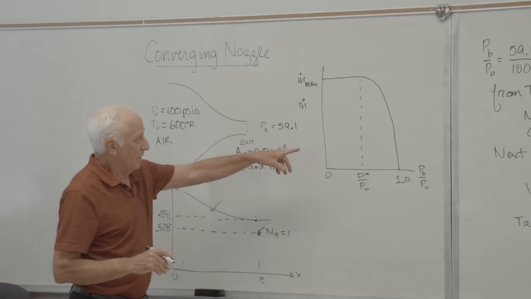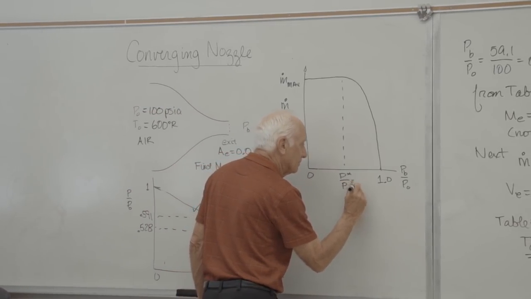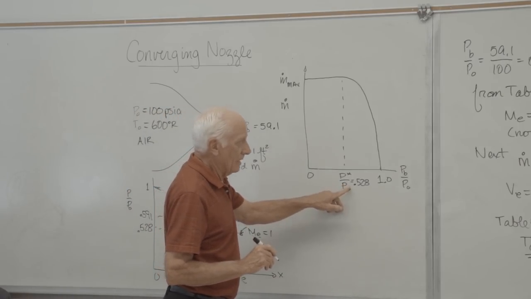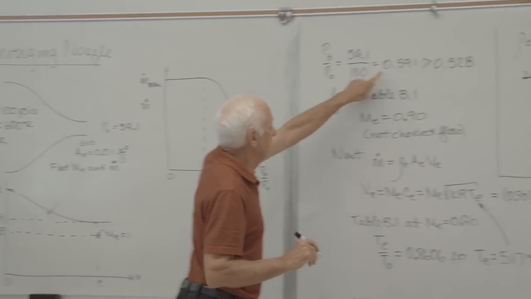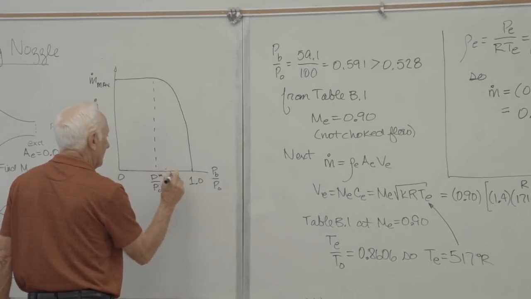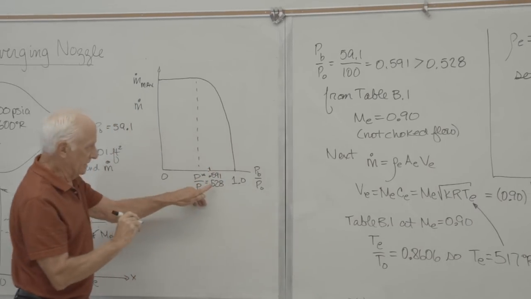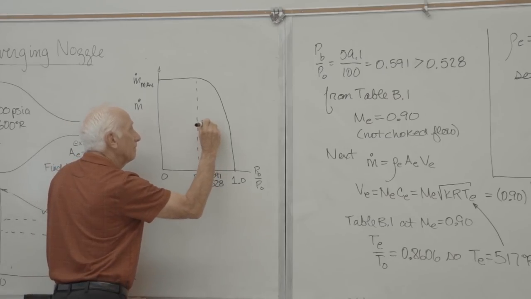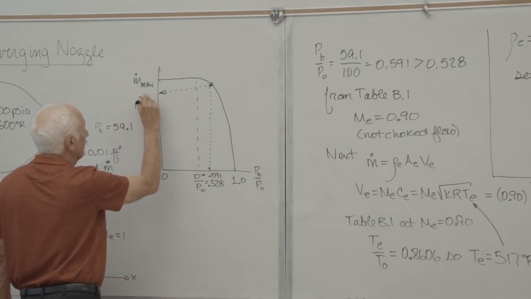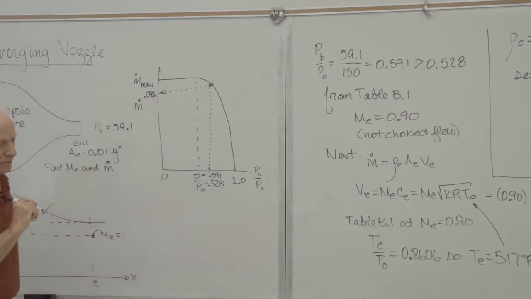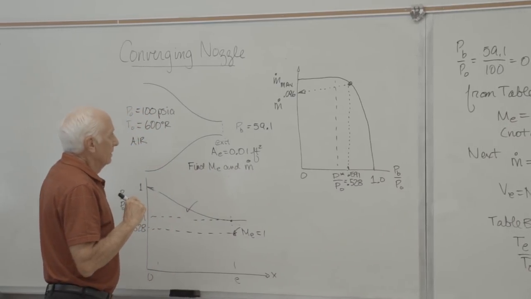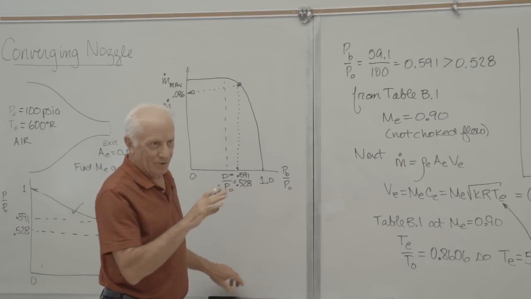Where are we on this roadmap? If K is 1.4, this is 0.528, where you would reach Mach number of 1 at the exit. Our ratio was 0.591, so where are we? We're right here. Not choked flow, 0.591 right there. Our mass flow rate is 0.096. Is that the maximum mass flow rate? No. Why not? Because the flow is not choked. We didn't reach Mach 1 at the exit plane. So that's a non-choked case.